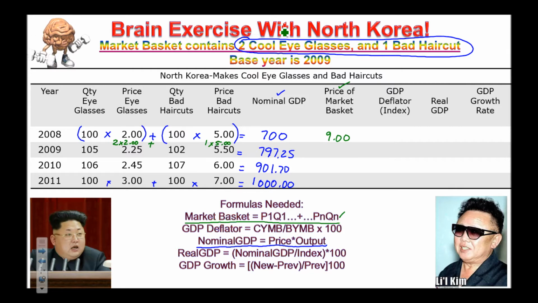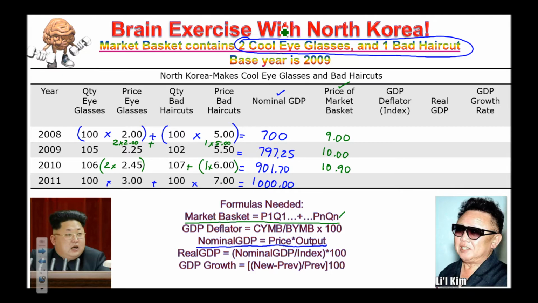Then in 2009 we're going to take 2 times 2.25 plus the price of the 1 bad haircut, which is $5.50. And so we get a market basket in 2009 of $10. Then for 2010, we take 2 times the price of the eyeglasses, and then add 1 times the price of the bad haircut. So we get 4.9 plus 6, 10.90.